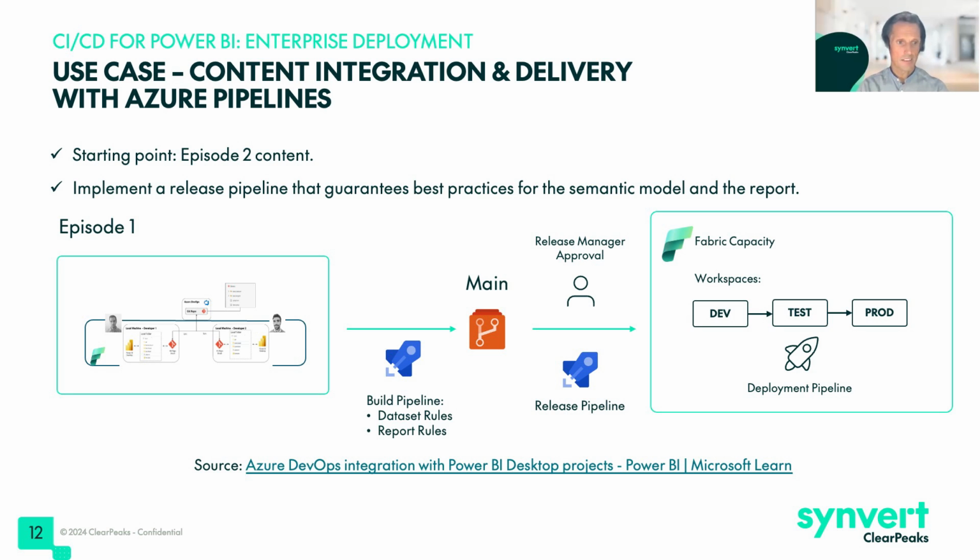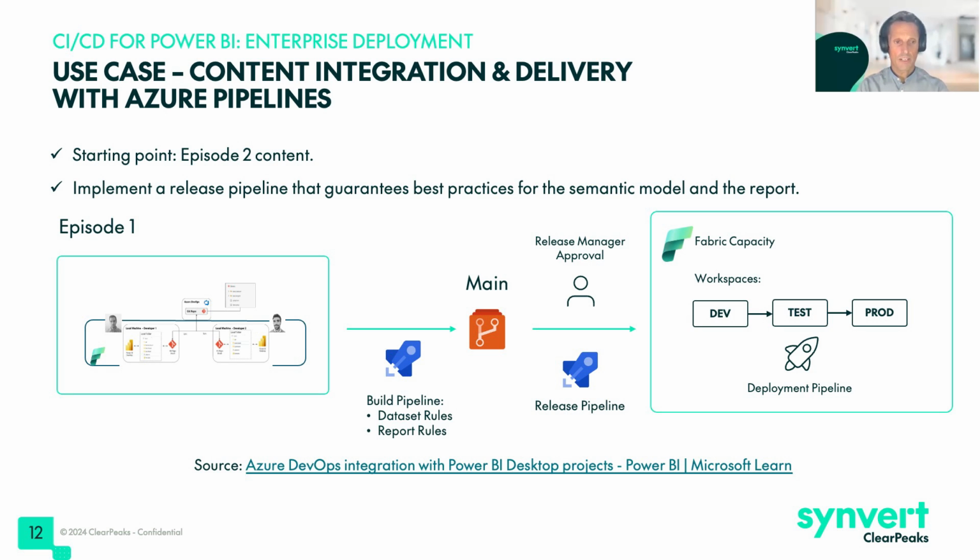My mate, Miguel, developed a build pipeline where he defined some dataset rules for checking the data quality of the semantic model, and some report rules also to validate the structure of the content. At the same time, he also demoed how to validate the DAX measures, running some DAX code automatically and passing some validation tests.